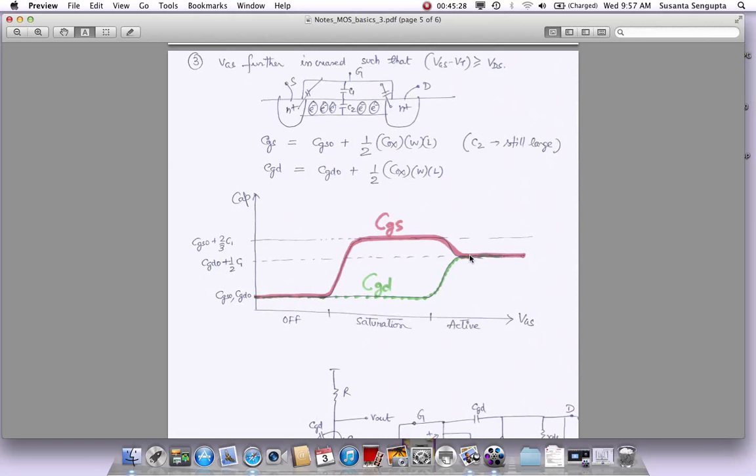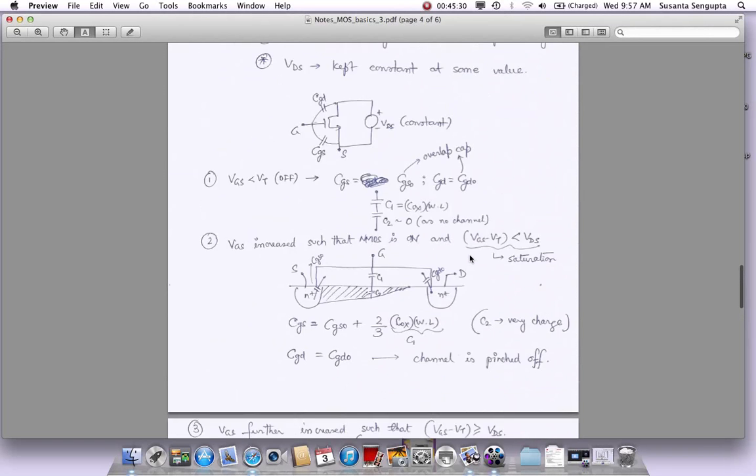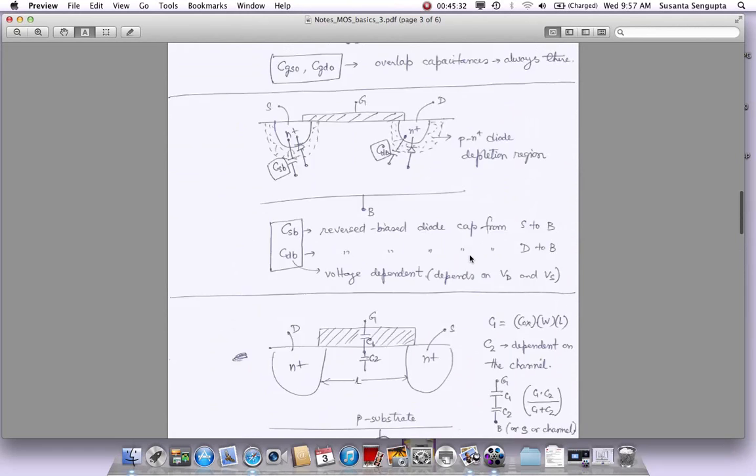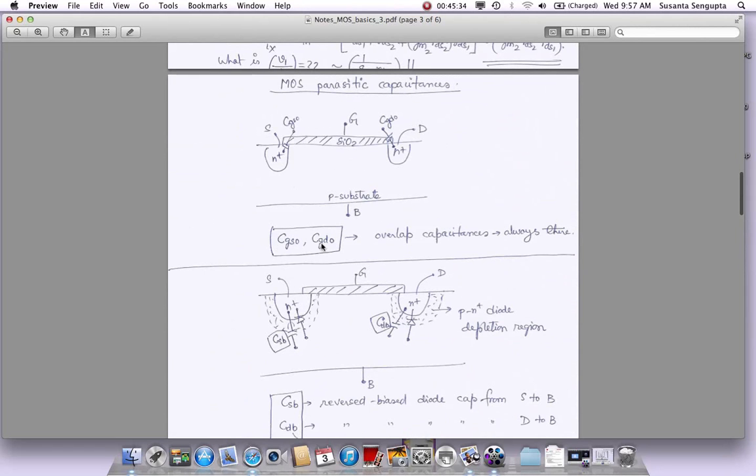Hopefully now you understand this. So let me go back and review a few things. First we talked about the overlap capacitance, which is actually negligible, small, not so big. They are not the dominant capacitors.